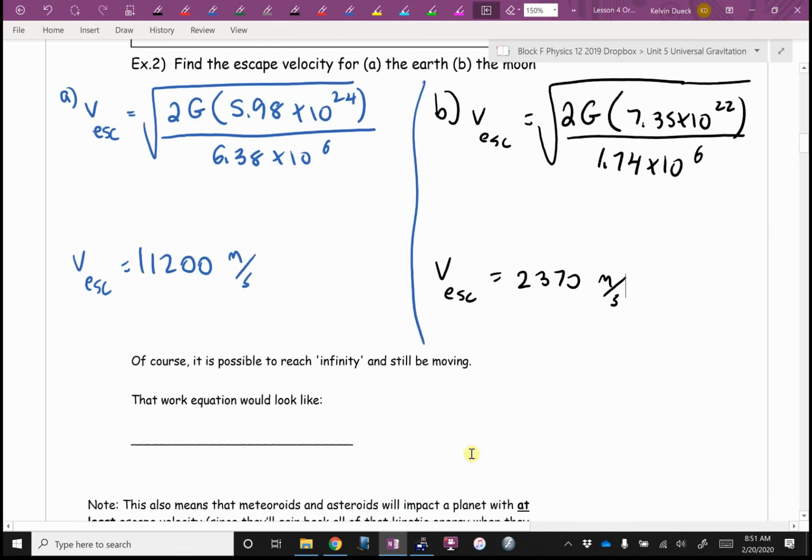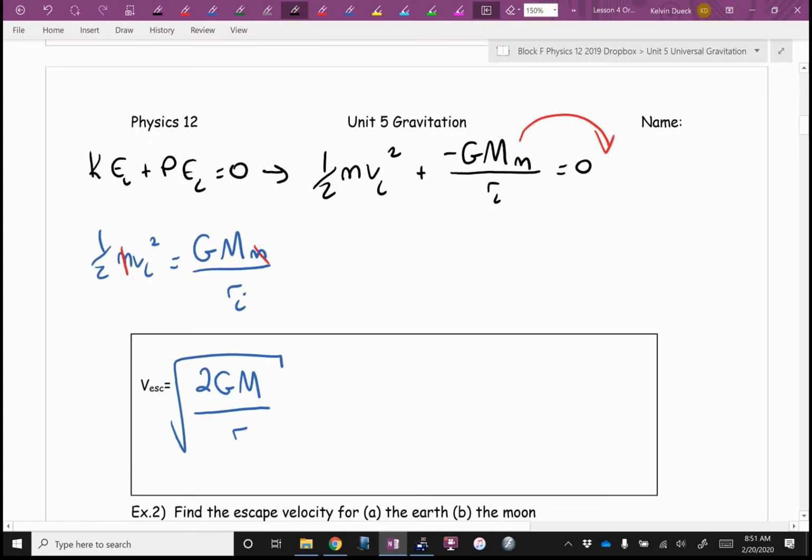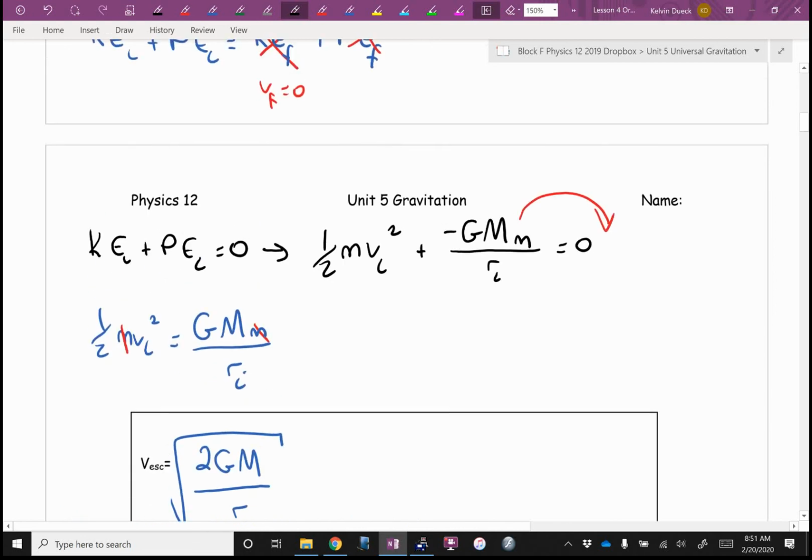That's escape velocity. I am going to ask you to do an escape velocity question on your test. Some kids choose to just memorize this equation. You can add it to your blue sheet, not to your yellow sheet. Or you can do the derivation, and the derivation is conservation of energy, but the final equals 0 and get the V by itself.